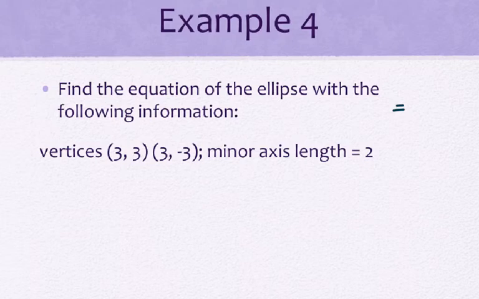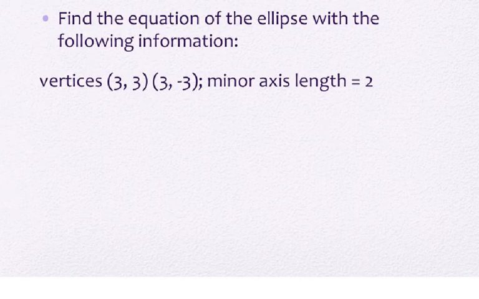And since it's on the vertical, that means that the a is under the y. And then it says the minor axis length is 2. So if the minor axis length is 2, 2b equals 2, then b is 1, which means I'm just going right and left here once. So if b is 1, then b squared is 1. So it'd be x minus 3 squared over 1 plus y minus 0, which is still y squared, over a squared, which is 9.